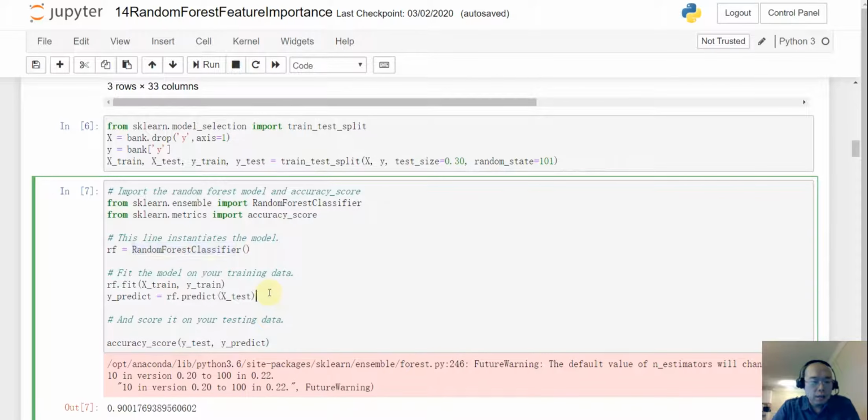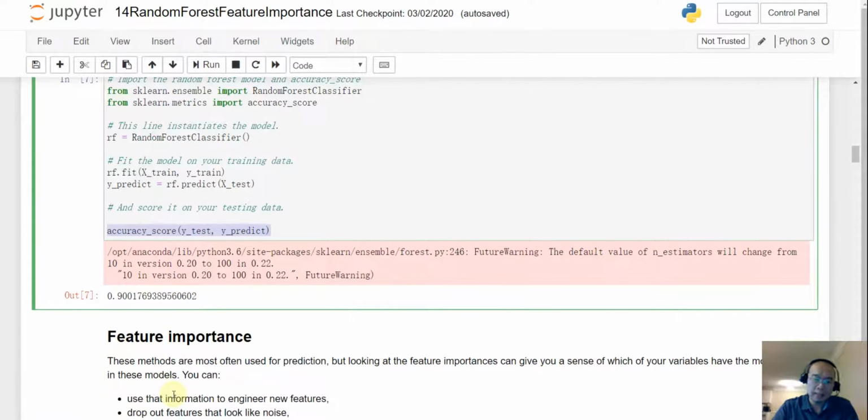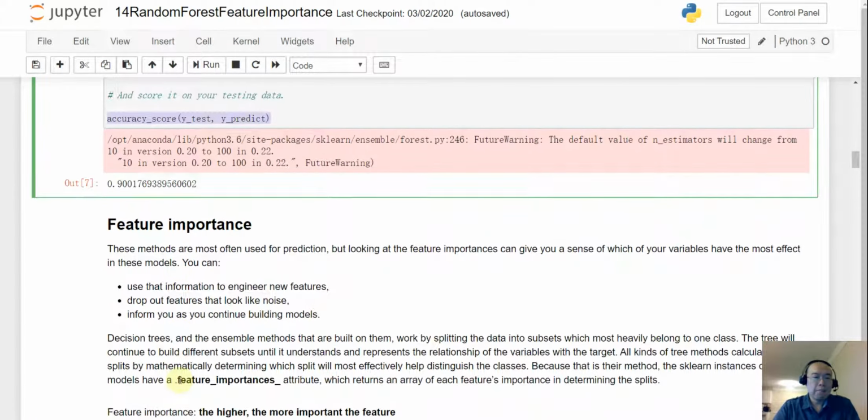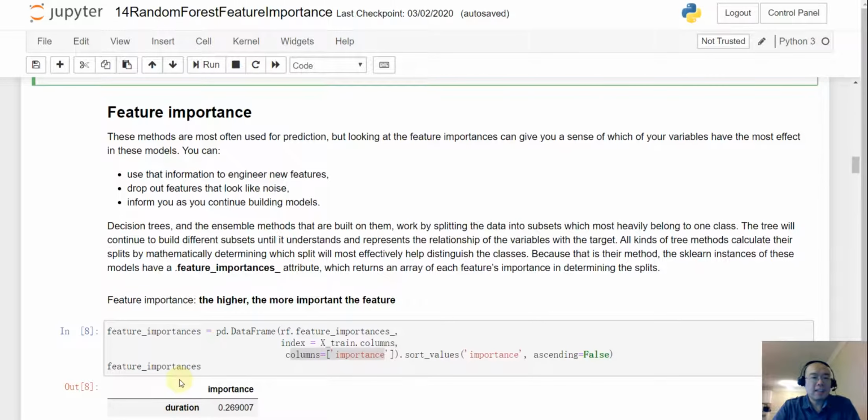Okay, so we do the training, and then we do the prediction, and we got the accuracy score, and the accuracy is 90%. So, well, it seems that we should be reasonably happy with that. But remember, the topic today is feature importance.